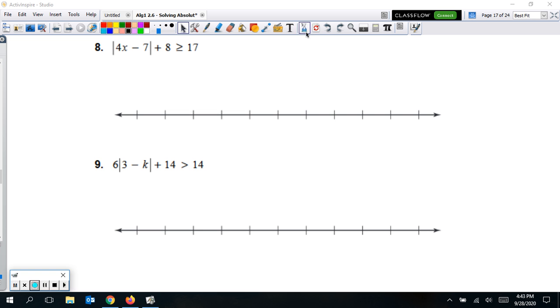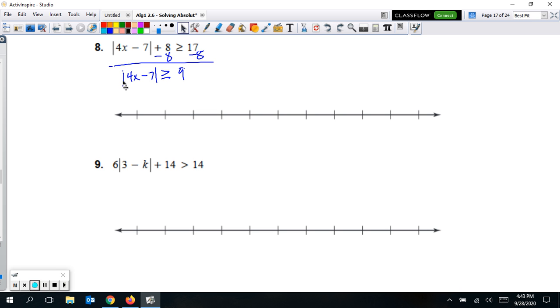So we need to undo the 8, so we subtract 8 from both sides. It's going to cancel our 8's here, and it leaves me just with my absolute value expression now, 4x minus 7 and those absolute value symbols. The inequality is still facing the same way, and we don't change it when we subtract 8, only when we divide or multiply by a negative. So our inequality sign stays the same, and 17 minus 8 gives us 9.